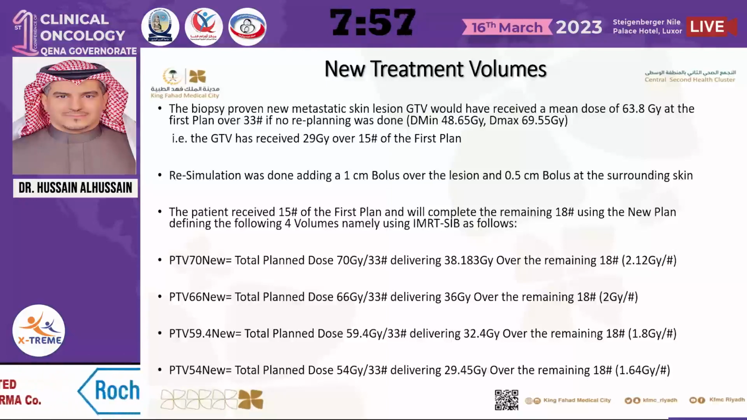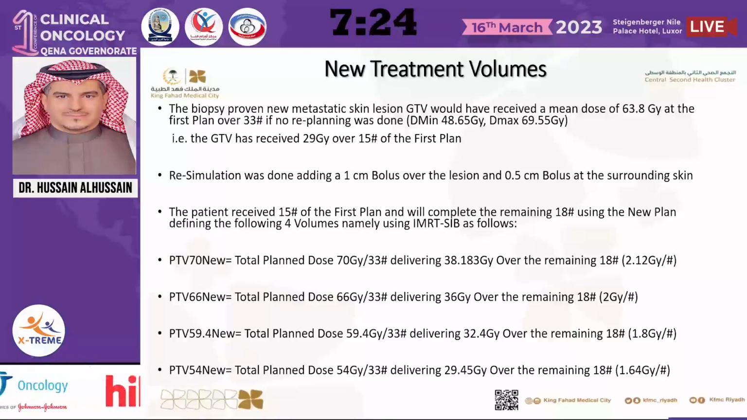Resimulation was done adding 1 centimeter bolus over the lesion and 5 millimeter bolus at the surrounding skin area and both sides of the neck. The patient had received 15 fractions of the first plan, delivering 29 gray in total, and will complete the remaining 18 fractions using the new plan, defining the volume, which is using IMRT simultaneous integrated boost, as is going to be described in a moment. There are 4 volumes in this second plan.